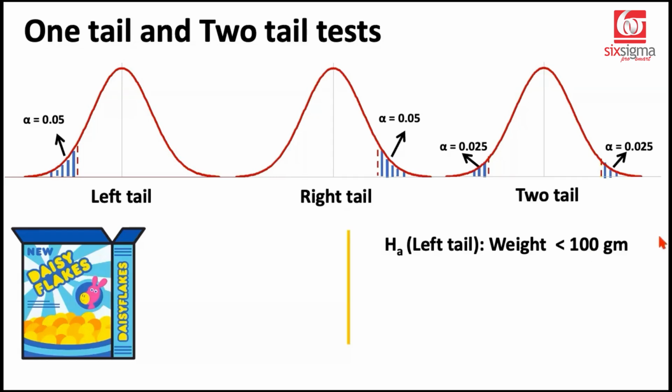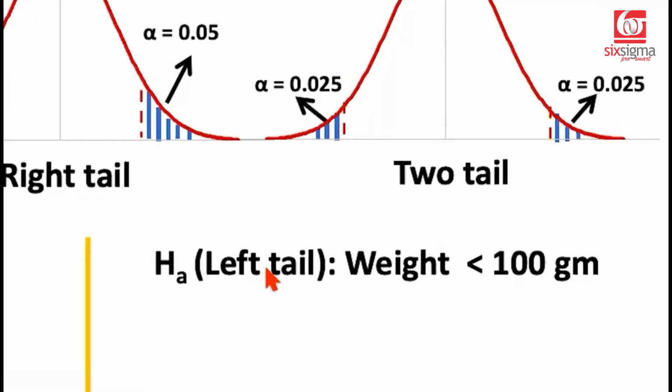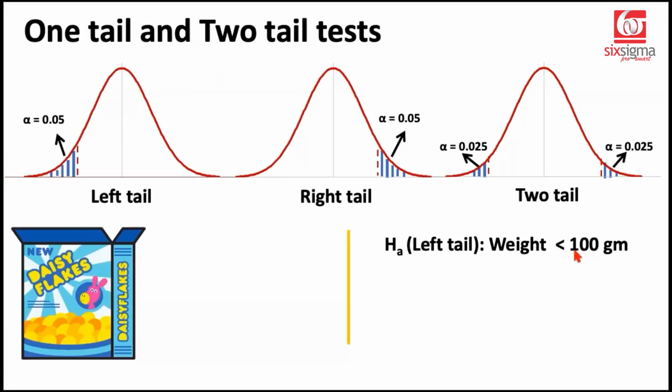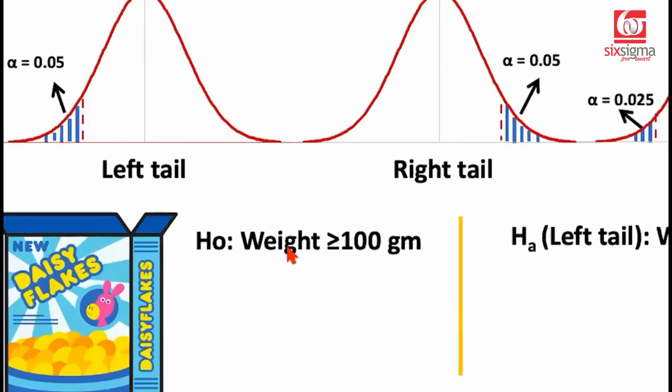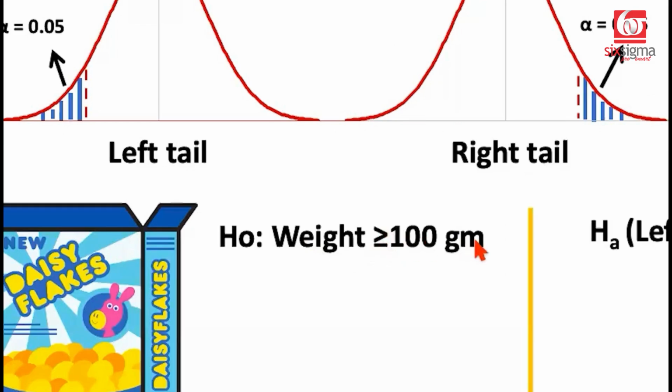But in your case, if you experience something less than what's written on the packet, then you're going to challenge it. You have the data. You must have measured the contents, and you're saying it's less than 100 grams. Now, this is a left tail test because you have a less than sign here. The null hypothesis here would be it's greater than or equal to 100 grams. The company might give a little bit extra, but not less than what they publicize.